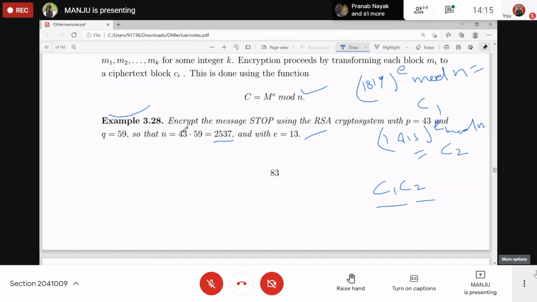Actually, here we are just having 2-digit primes. N is the product of 2 primes, P into Q, where P and Q are very large primes. But for your understanding purpose, we have just taken 43 and 59. Okay, just 2 digits.